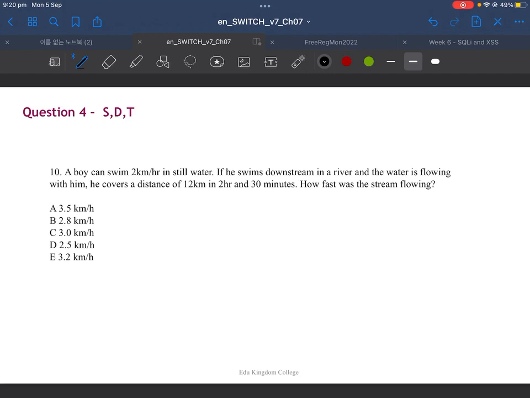Okay. I have to establish first in this question that this distance that he covers in 2 hours and 30 minutes is when he's traveling 2 kilometers plus the stream flow, the speed of the stream. I'm going to call this speed together, or the net total speed, S. So traveling S kilometers per hour, in 2 hours and 30 minutes he travels 12 kilometers.